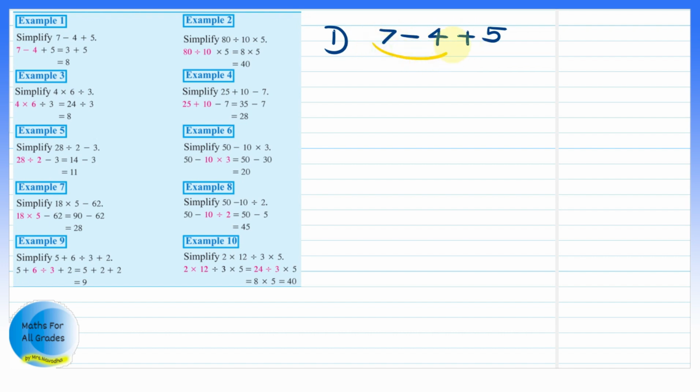What do we have on the left? It's subtraction. Then let's do that. 7 minus 4 equals 3. Now 3 plus 5 equals 8. This is the answer.